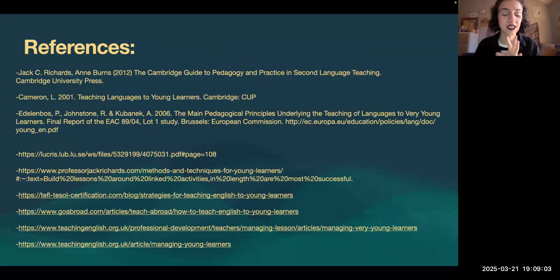And if you want to take a screenshot of the references that I used, I had a look at some books, articles, and interesting videos and websites that I found very interesting. As I said before, it's an ongoing process, so I'm still learning. And I think that the young learners, most of the time, teach me more than I could teach them.